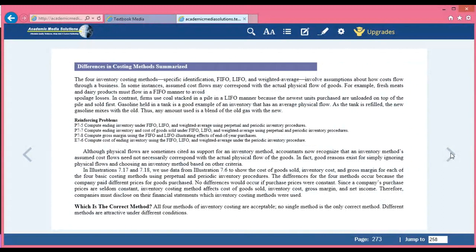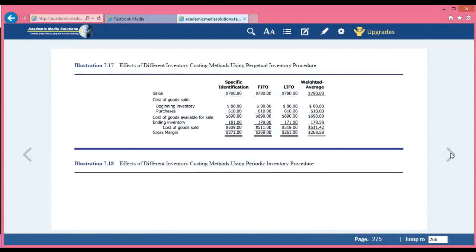The one thing is you cannot change inventory methods midstream. Once you pick an inventory method, you have to stay with it. And the only time you can change is if your business changes and you have the approval of your auditors to change methods. Because here's what happens under the different scenarios, depending on which method you decide to use.